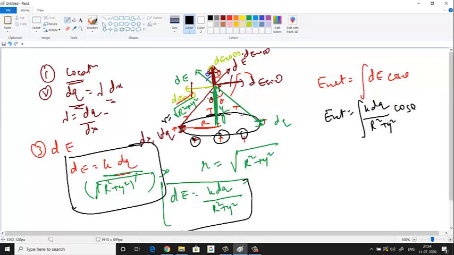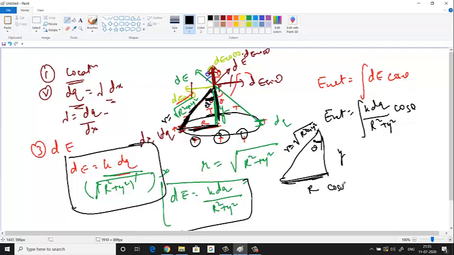Now look at this triangle. With black color I'm drawing this. Let me draw it separately. If this is theta and this is small r, which is the square root of r square plus y square, this length is y, and this length is the radius. Then what is cos theta? Cos theta is adjacent, this value y, divided by the hypotenuse, the square root of r square plus y square. That value you put in place of cos theta.